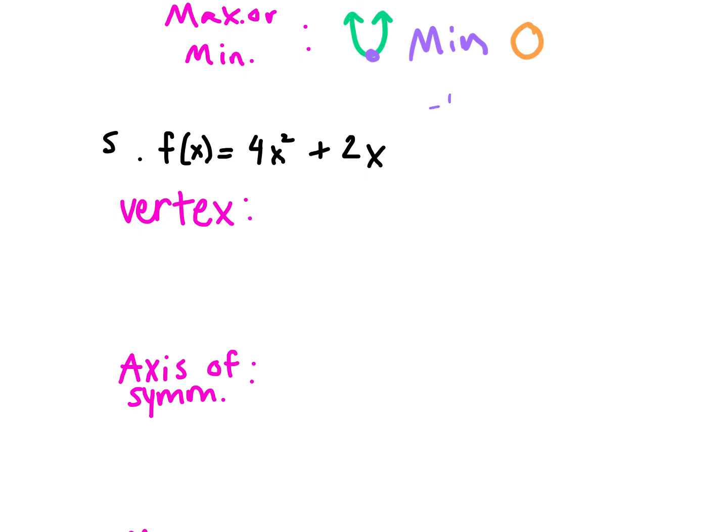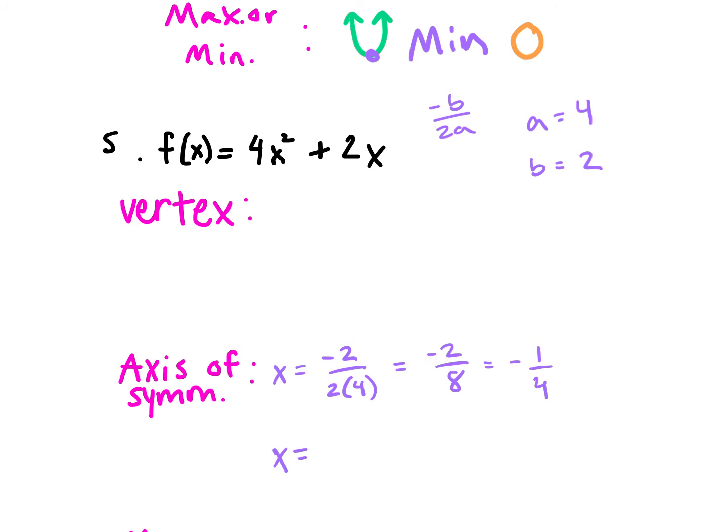All right, so negative b over 2a. What's my a? 4. What's b? 2. So my axis of symmetry is x is equal to negative 2 over 2 times 4. So negative 2 over 8, and what does this simplify to? Negative 1/4. So x is equal to negative 1 over 4. That's going to be the first number in my vertex.